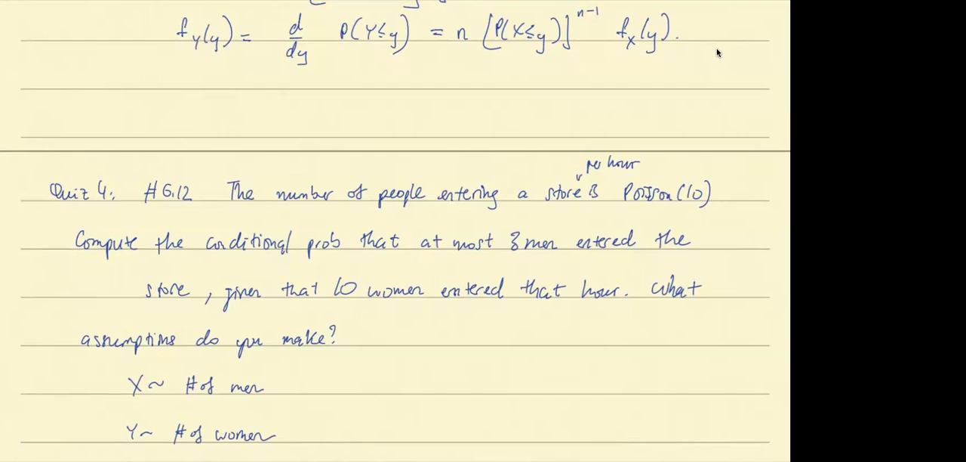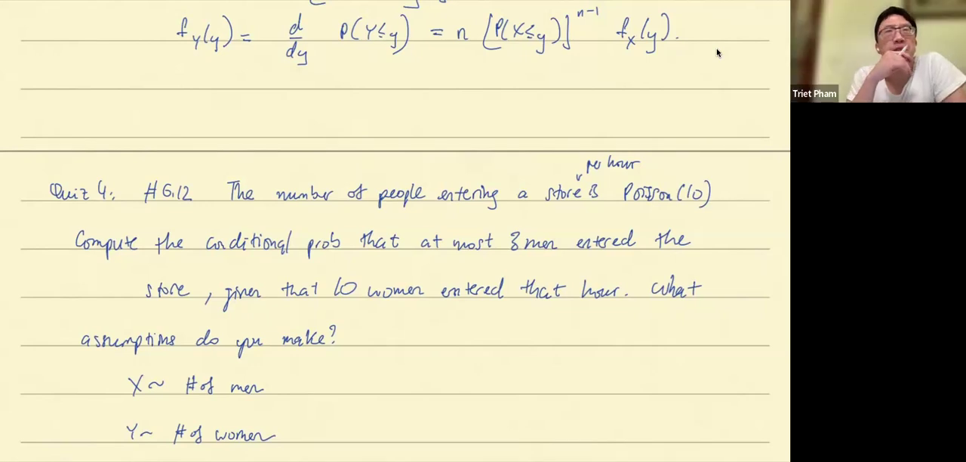Are they both like Poisson 5? Because you assume that it's equally likely a man or woman. Good, but you're jumping to a conclusion here. You're not wrong. That will be the answer.